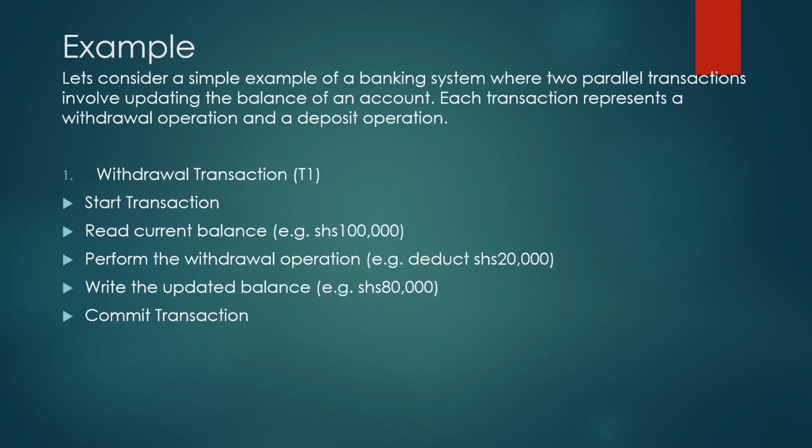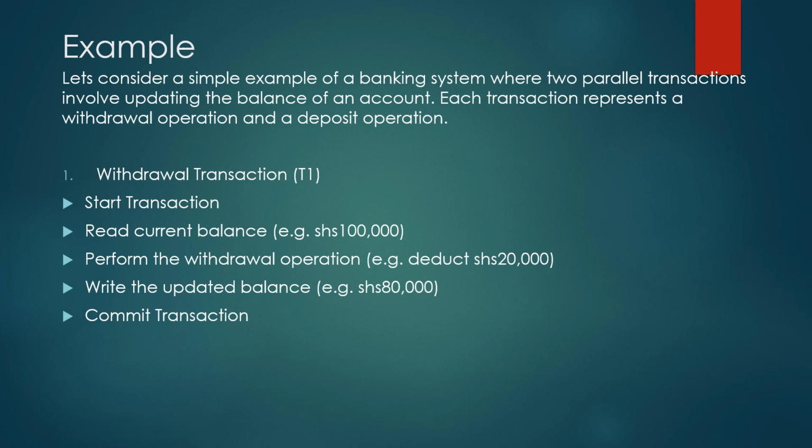Then let us look at a basic example. Let's consider a simple example of a banking system where two parallel transactions involve updating the balance of an account. Each transaction represents a withdrawal operation and a deposit operation. So we're having these transactions as withdraw and deposit, where T1 is doing the withdraw transaction. So what basically happens during the withdraw? The start transaction comes first.